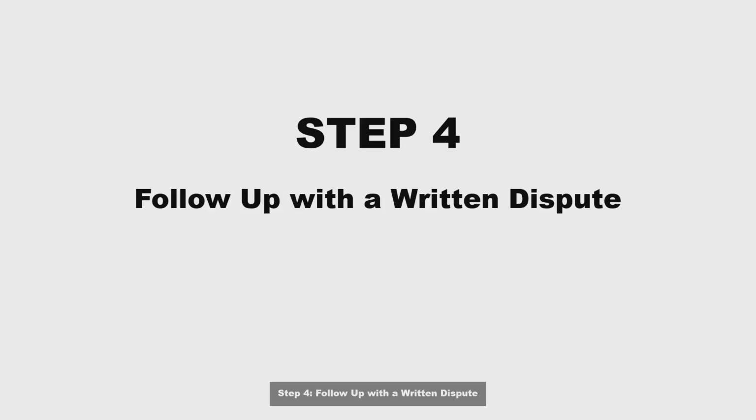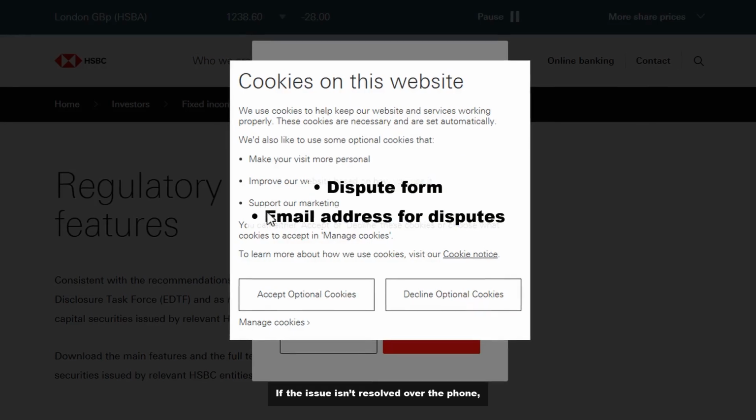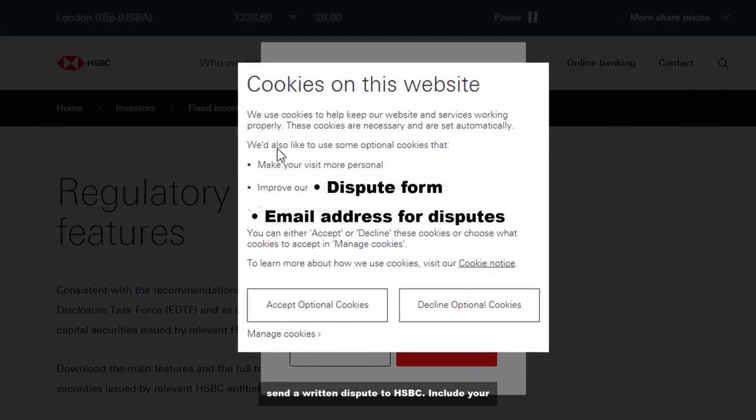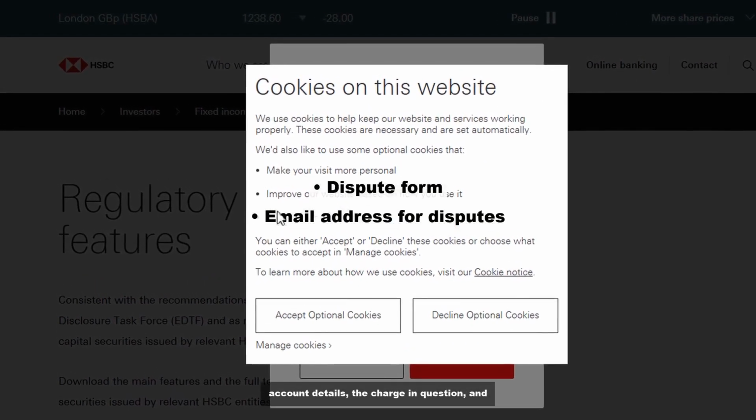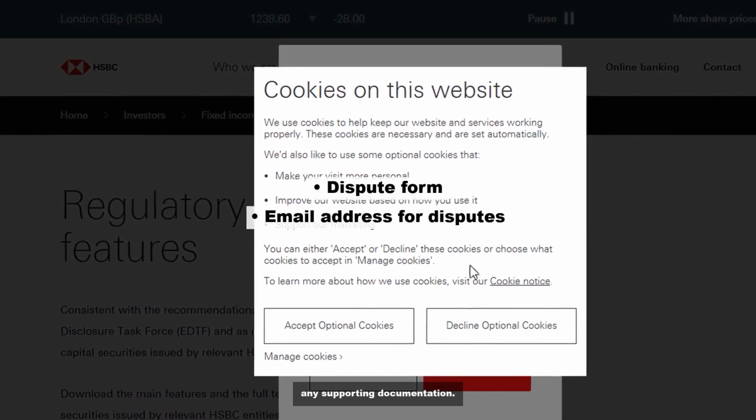Step 4. Follow up with a written dispute. If the issue isn't resolved over the phone, send a written dispute to HSBC. Include your account details, the charge in question, and any supporting documentation.